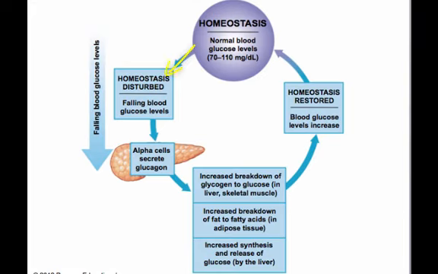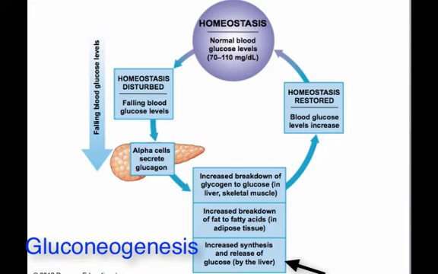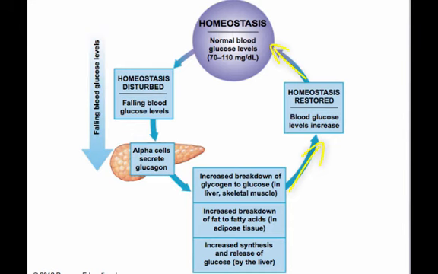When blood glucose levels decline, the alpha cells release glucagon that stimulates the breakdown of glycogen into glucose and the subsequent release of glucose into the blood, thereby increasing the levels of glucose in the blood. Glucagon also increases the breakdown of fat to fatty acids in the adipose tissue. Additionally, glucagon increases the synthesis and release of glucose by the liver. The synthesis of glucose is called gluconeogenesis. All of these things ultimately increase the concentration of glucose in the blood.